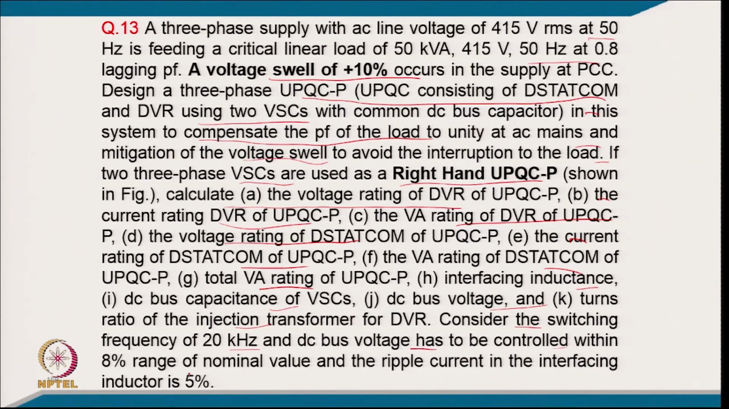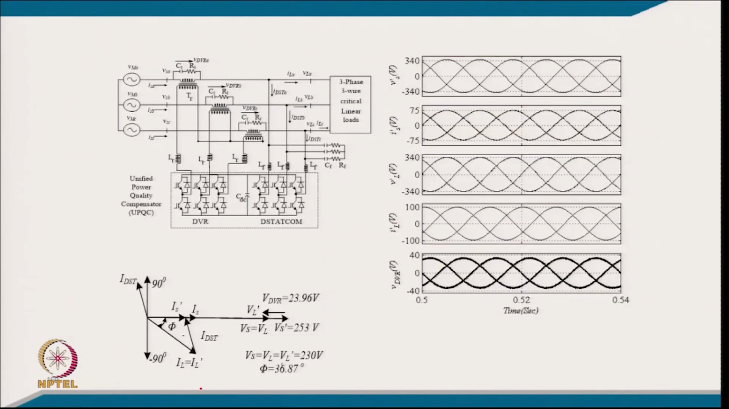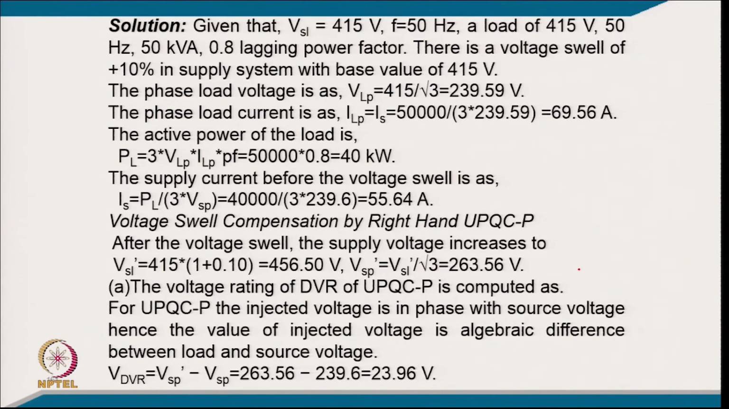The DC voltage has to be controlled within 8% of the rated value, and the ripple current in the interfacing inductor is 5%. So, this is again what you can call a right hand UPQC, meaning the shunt is connected across the load and the series is in series with the line, and these are the typical phasor diagrams corresponding to the swell compensation. These are the supply voltage, supply current, load voltage and load current, and the DVR voltage to be injected.